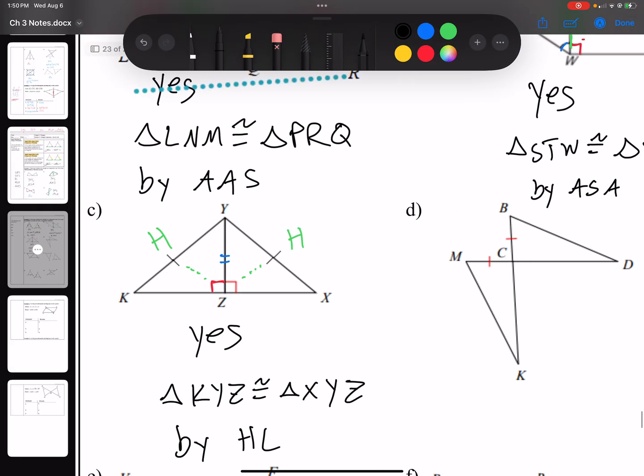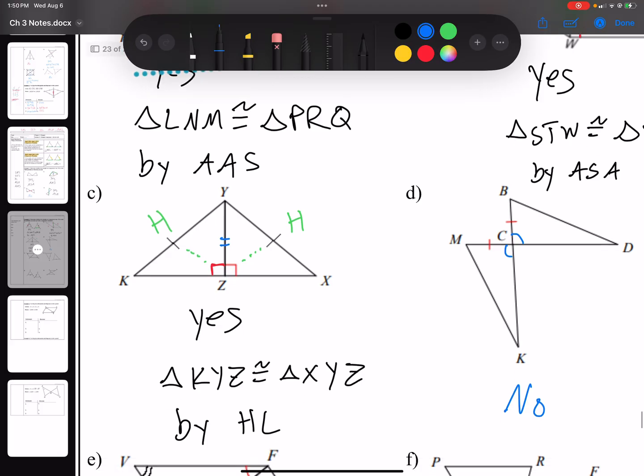D, I have one pair of equal sides. I've got vertical angles. The vertical angles must be equal. However, I don't have another pair of equal sides anywhere. I don't have a pair of equal angles anywhere. So those are not congruent. I don't have enough information. That doesn't fit any of our shortcuts. I would need more information, which I don't have.